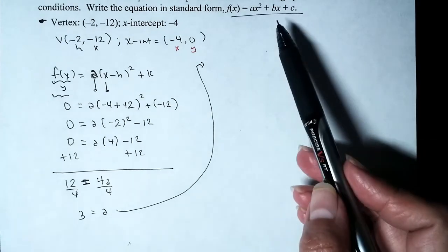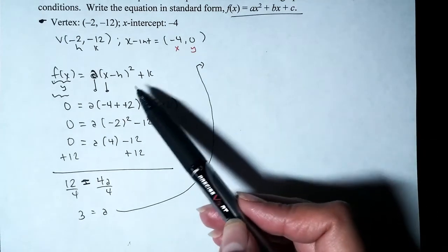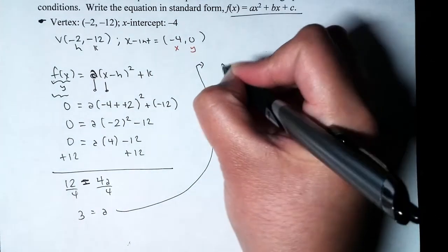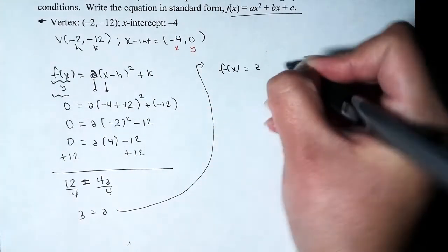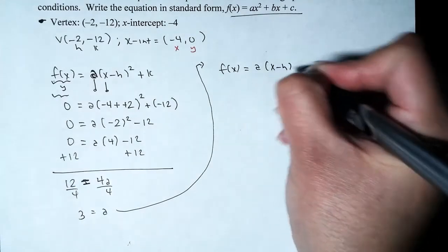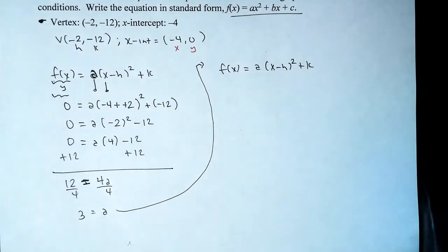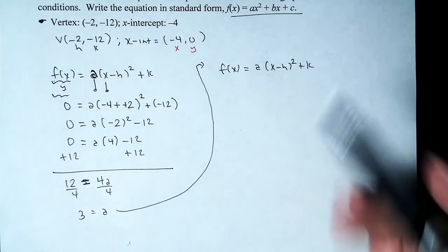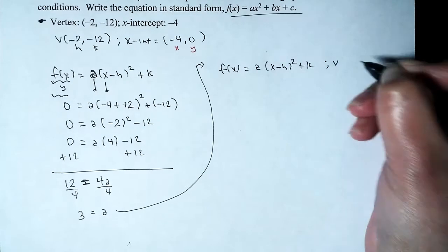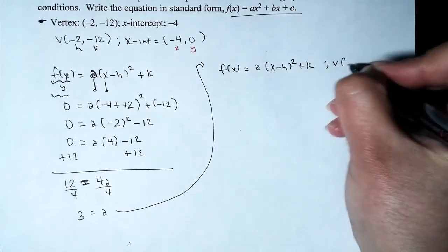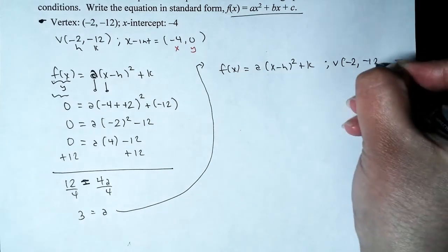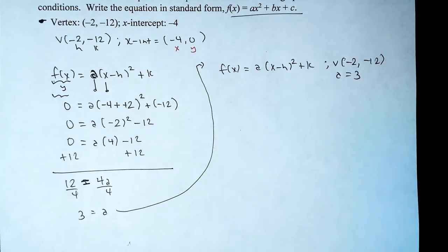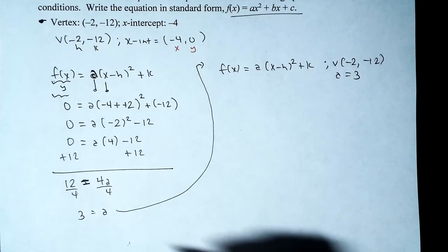Well, we don't have reference to b or c, so let's come back to the vertex form of a quadratic function. That gives us f of x is equal to a times the square of x minus h, plus k. What are we going to plug in? We're going to plug in the coordinates for the vertex. What's the vertex? -2, -12, and then we're going to plug in the value of a. Fantastic. Let's punch it in and then take it from there.